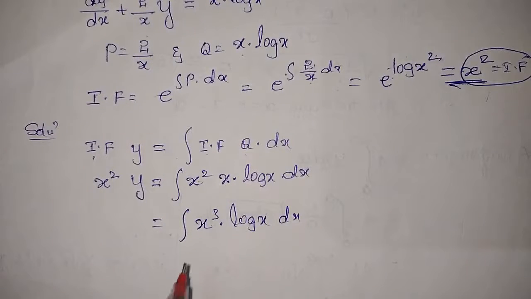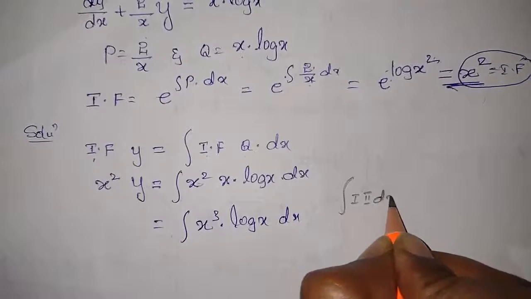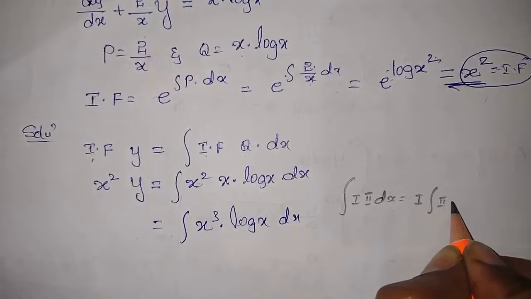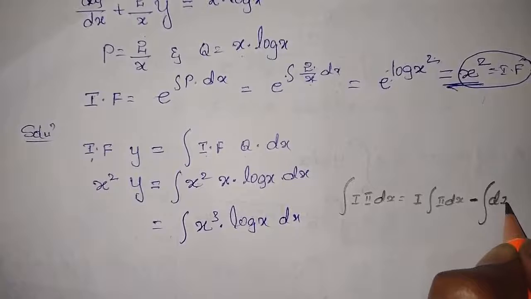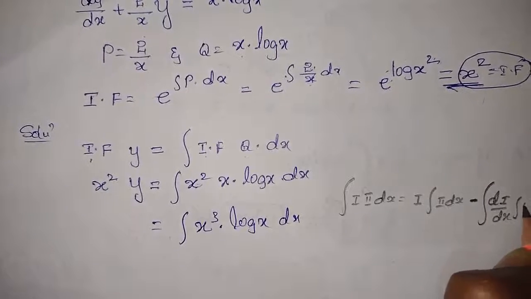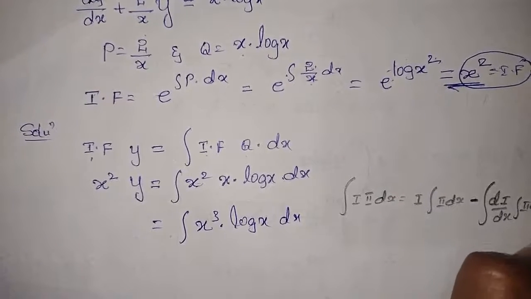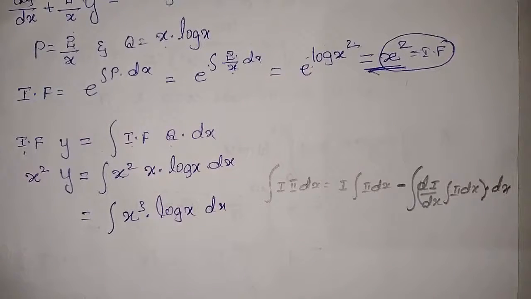So how do we integrate x cube into log x? By applying integration by parts. So what is the formula for integration by parts? Integration of first function into second function into dx is equal to first function into integration of second function into dx, minus integration of differentiation of first function divided by dx into integration of second function into whole dx. Clear? So this is the formula for integrating by parts.